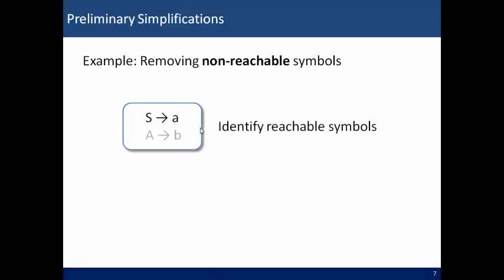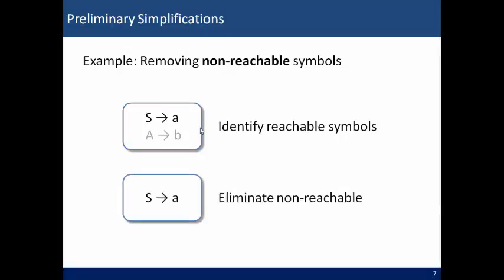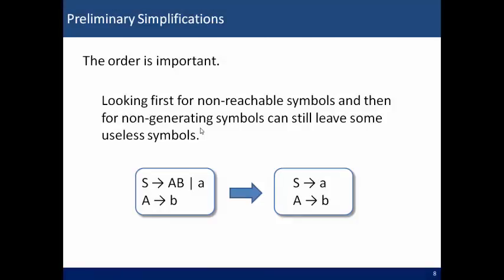A non-reachable symbol is identified and we can eliminate it. It means there is no path from the starting symbol S to that symbol. Here A is a non-reachable variable or non-reachable symbol.